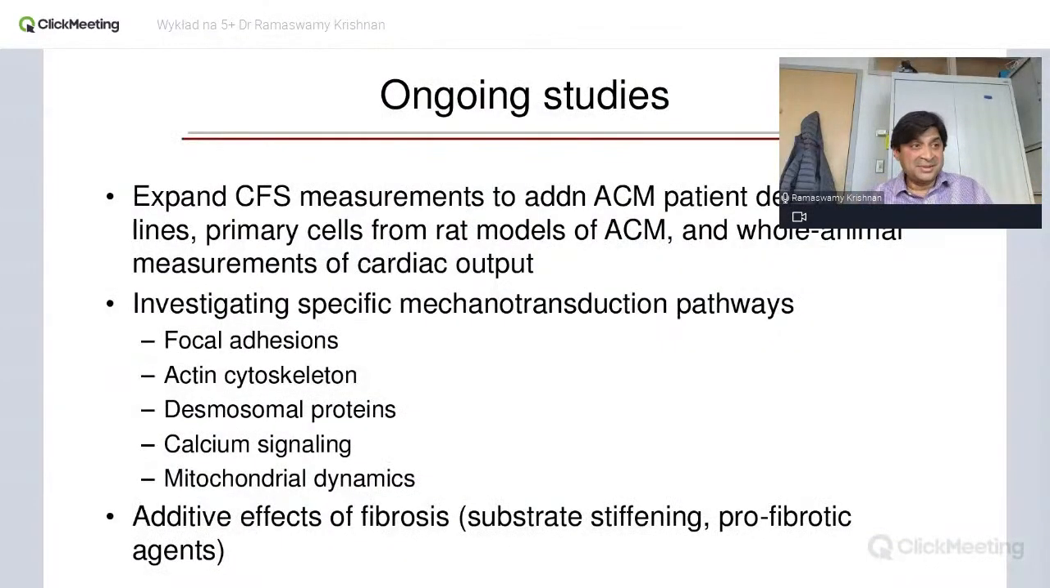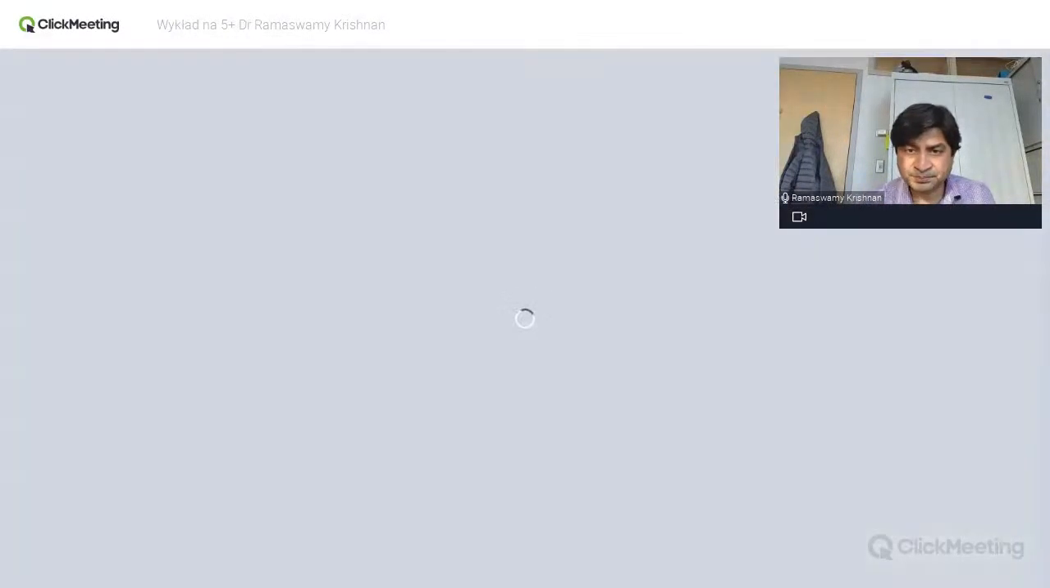This was work done in the last year, with lots of COVID-related delays, and yet my postdoc accomplished it, but there is still work to be done. This is still very preliminary. We're looking at additional patient-derived lines, primary cells, whole animal measurements, and all this is ongoing. We're also looking at what's behind these responses, the molecular scale, who are the key players in this response, and we're looking at additive effects of disease settings, fibrosis, substrate stiffening, and so on.